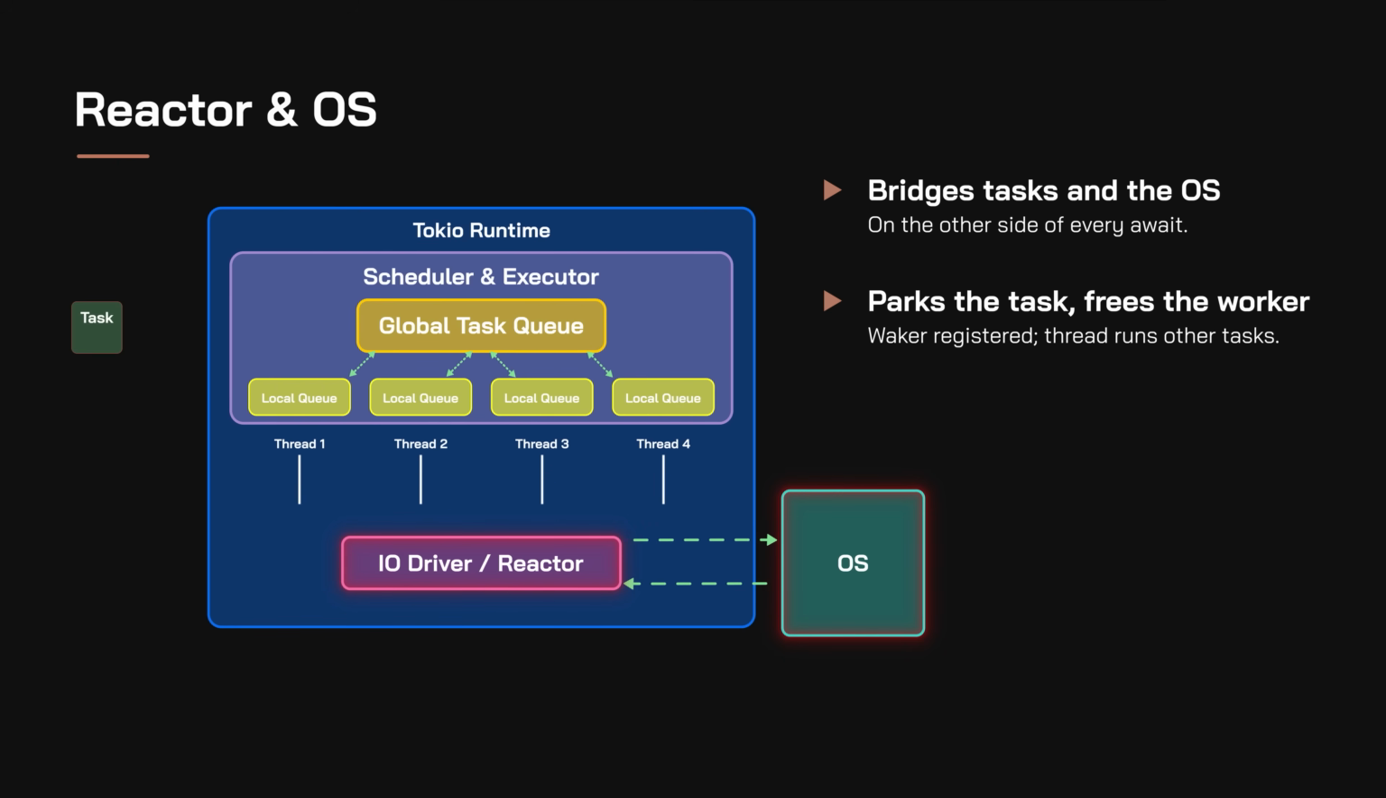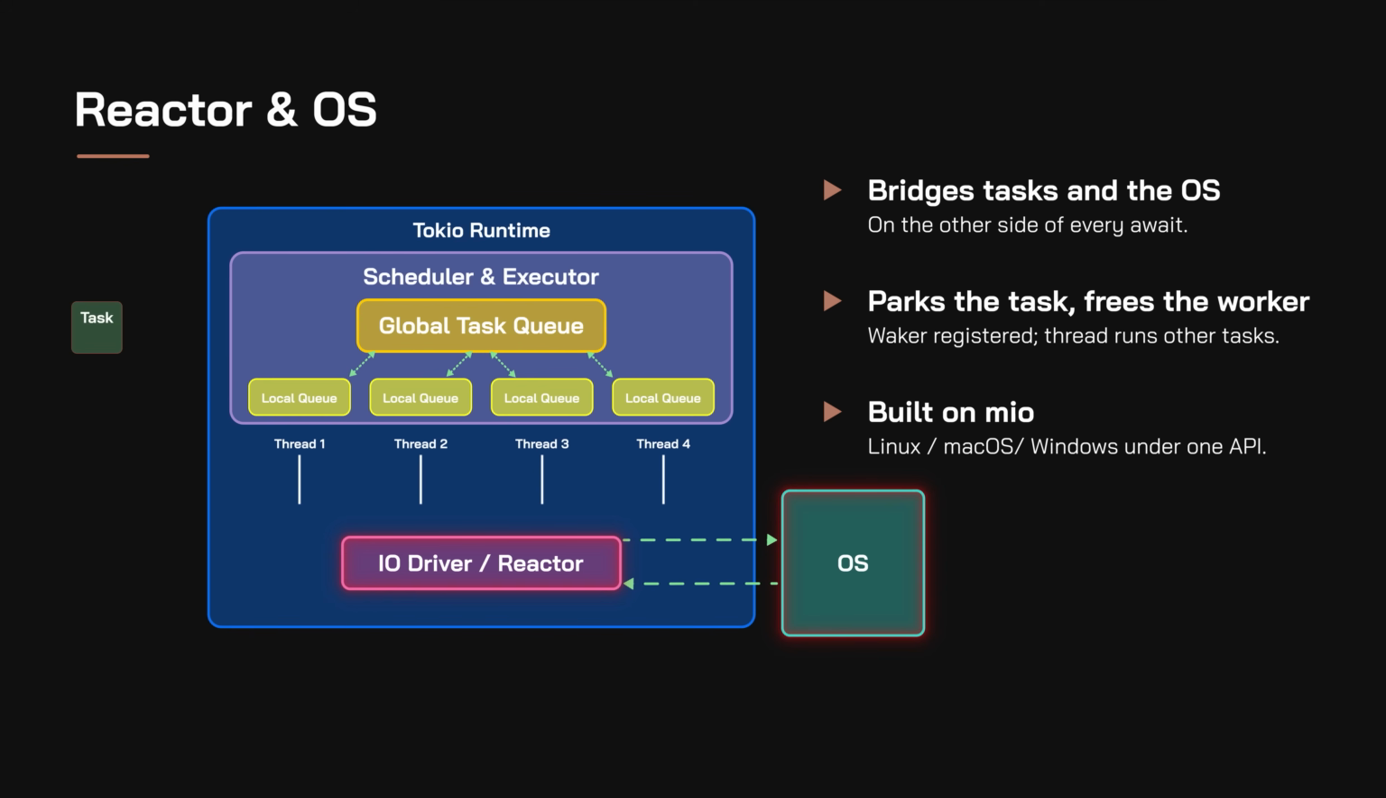Under the hood, the Reactor sits on top of Mio, Carl Lerche's crate, which actually predates Tokio itself. Mio is the thinnest safe Rust layer you can put over the various OS event APIs for Mac, Linux, and Windows, all under one unified API in Rust.